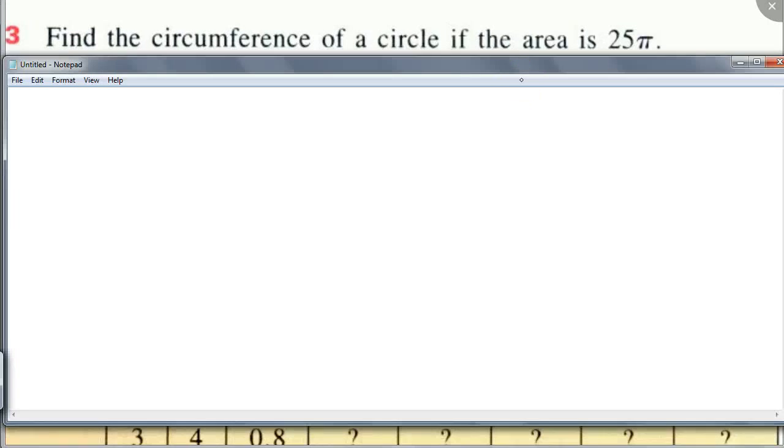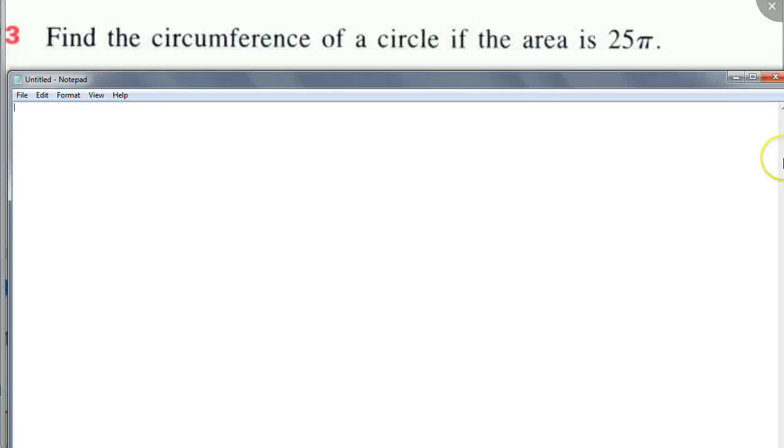Find the circumference of a circle if the area is 25 pi. This time, they give you the area, and they ask you to find the circumference. Really easy. By the way, does it ask for the approximation at all? No. Okay, go ahead, everybody try. Let's take a look at this here. Who can help us with how to do this one?